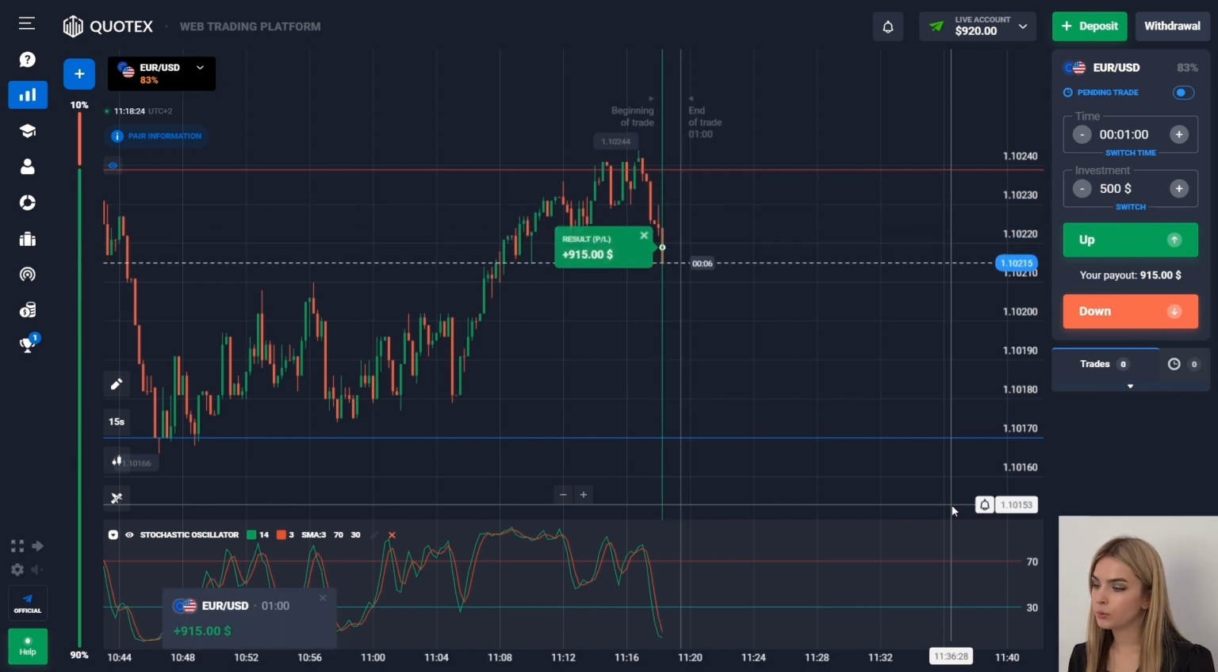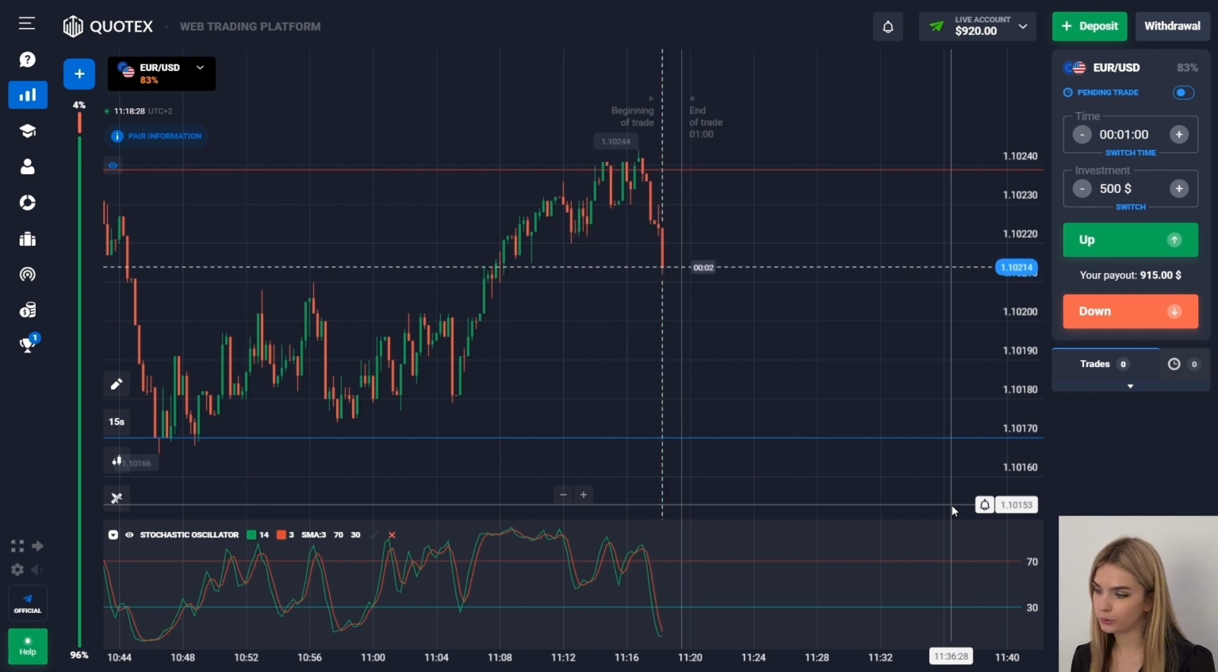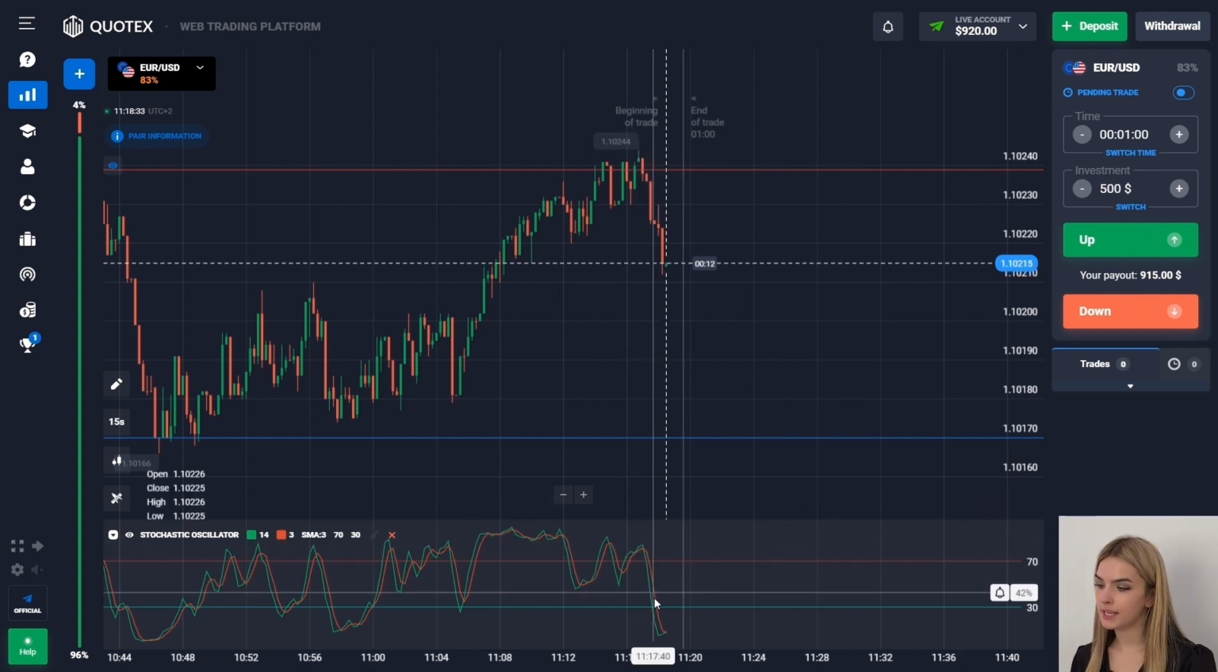And a minute later we see that our forecast was correct. The price went down and we managed to earn. Let's see what happens next.